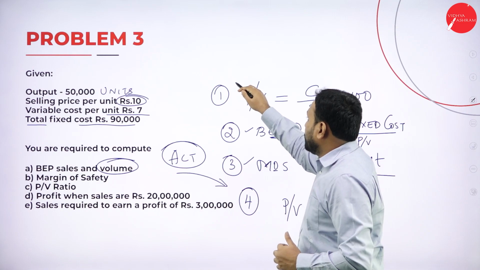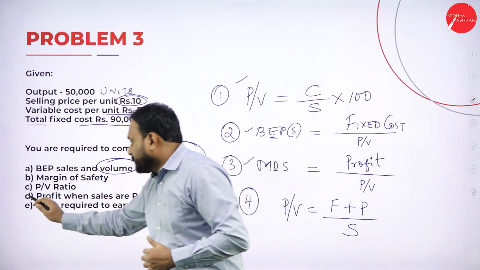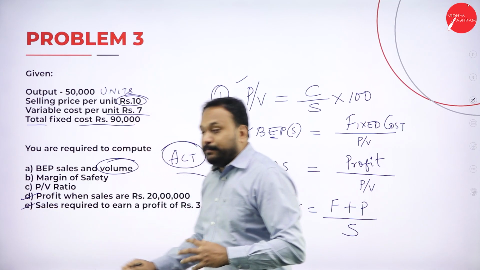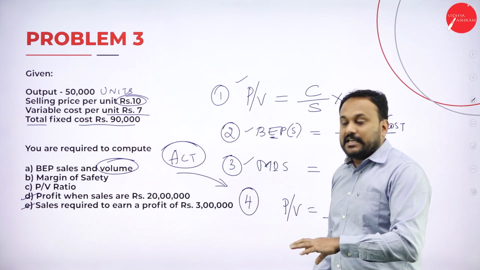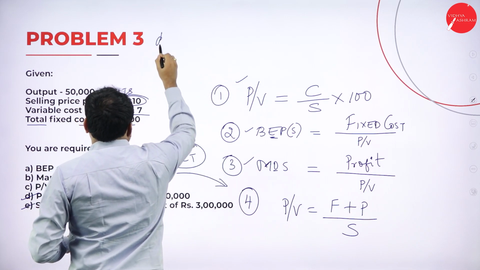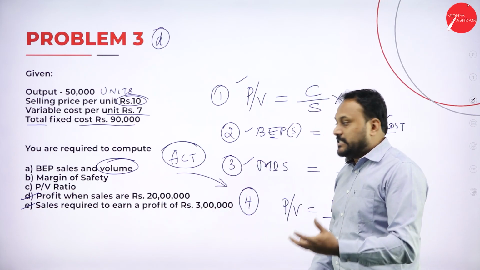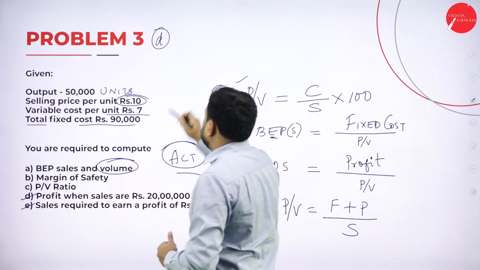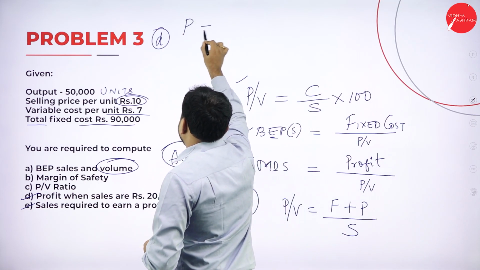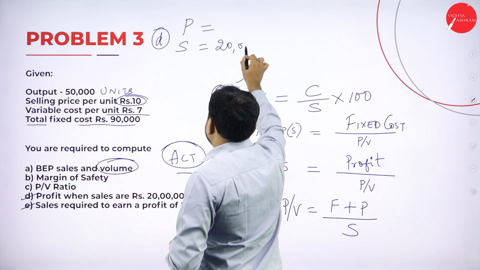PV ratio is here. Next we have 2 more questions: profit, and sales. How to go with this question? Question D. We have D, right? Now they say profit when sales are rupees 20 lakh. That means profit when sales are 20 lakh.